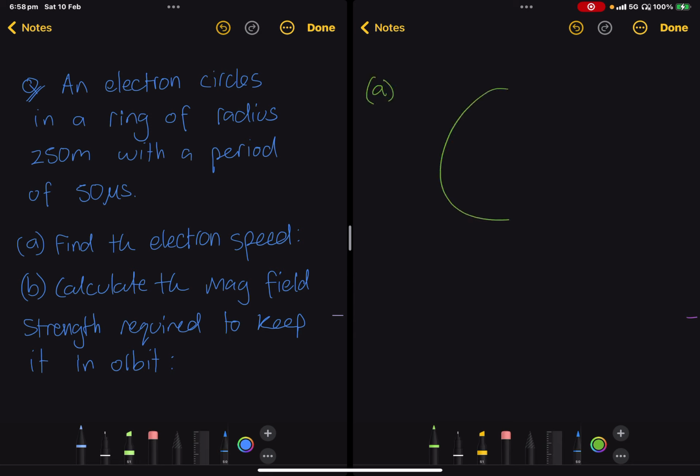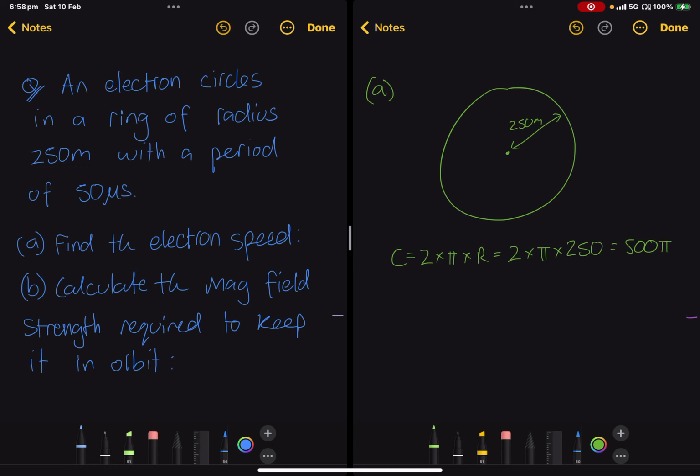Well, this is just a big circle, it just moves in a circle. The radius, we are told, is 250 meters. Now we know how to find the circumference of a circle. The circumference of a circle is 2 times pi times the radius. So this will be 2 times pi times 250, which will be 500 times pi.